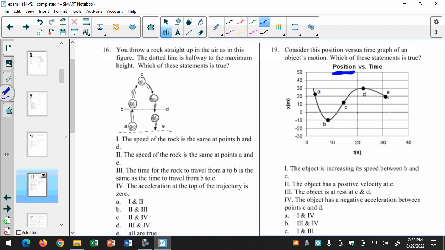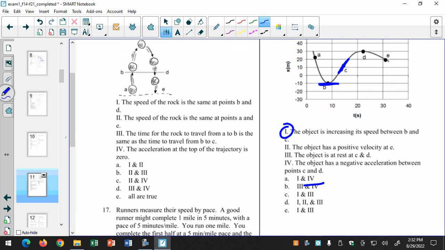The object is increasing speed between B and C. Well, notice that the slope at B is 0. So that thing is not moving at point B. But at C, it has a bigger positive velocity. Did it increase its speed? Sure. It went from 0 to something not 0. So that one's correct. Ooh, by the way, I can go down and I can start marking off things.